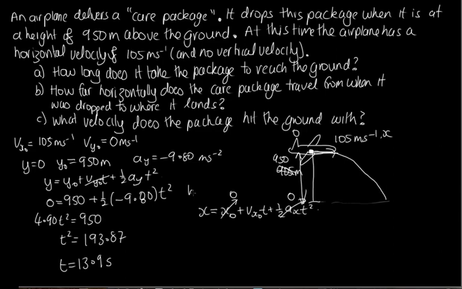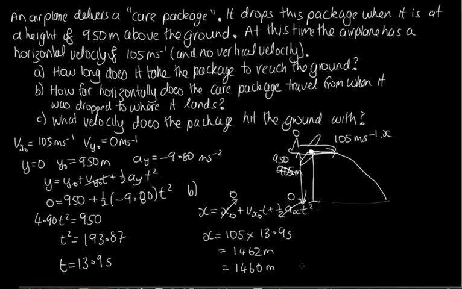So this is part B. x is equal to Vx naught, which is 105, times the time it takes to hit the ground, which is 13.9 seconds. Solving that on the calculator, we get 1,462 meters. Let's give this to 3 significant figures, as everything else is to 3 significant figures. So this is 1,460 meters. Sometimes this is referred to as the range. The range is the total distance traveled by the projectile.